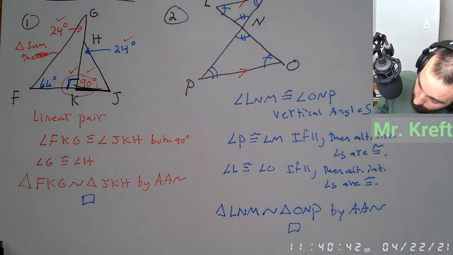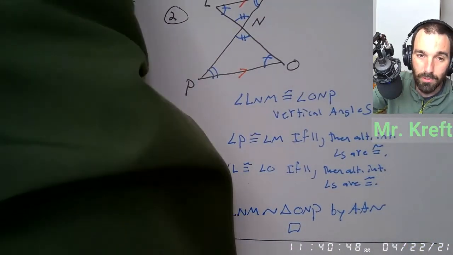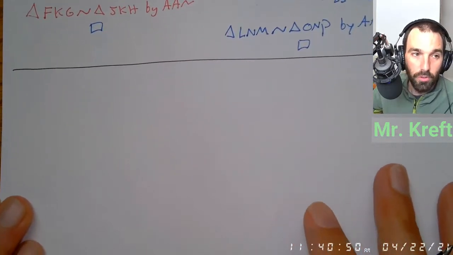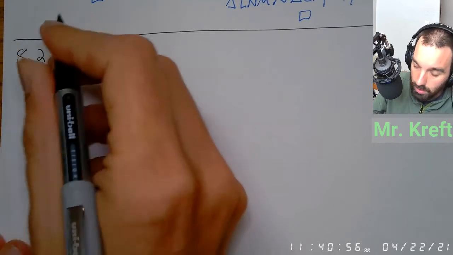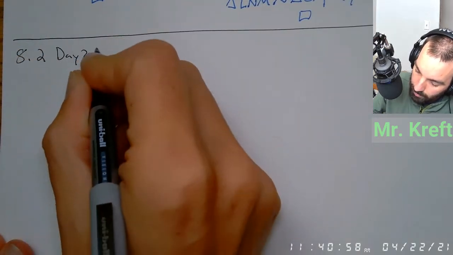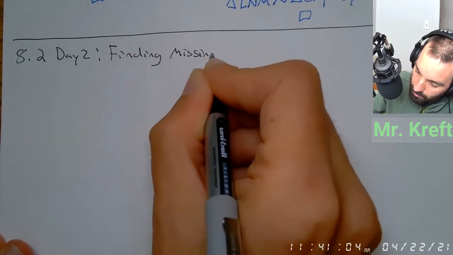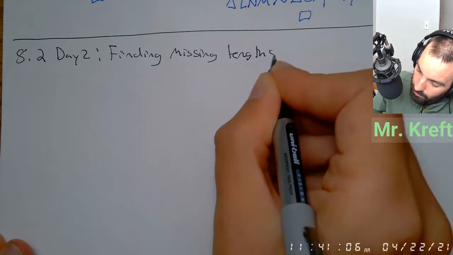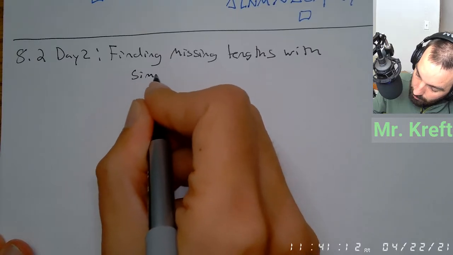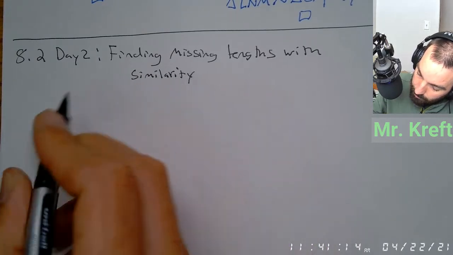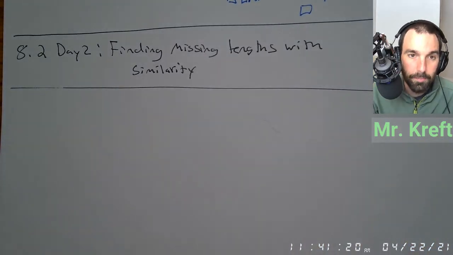All right. Like it said when people were coming in, today what we're going to be working on is finding missing links with similarity. So you might be like, why are we doing all of this? We're in 8.2 day 2, and we're finding missing links with similarity. Okay, so that was our title: finding missing links with similarity.